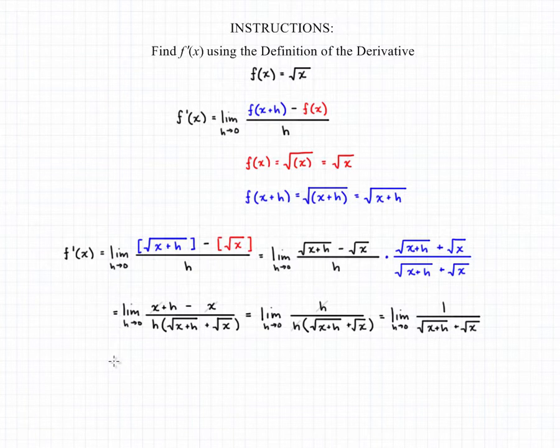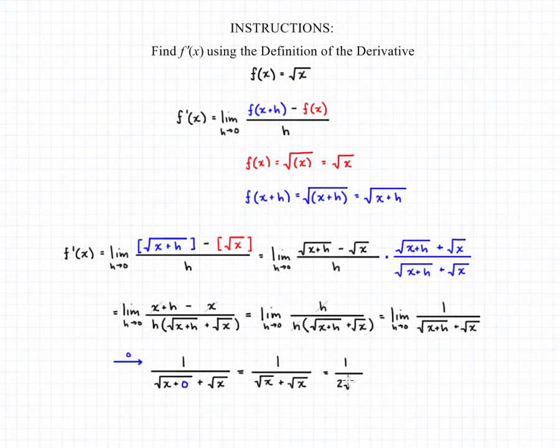From here, we can directly substitute in 0 to take care of our limit, and we'll end up with 1 over the square root of x plus 0 plus the square root of x. That's going to be the equivalent of 1 over the square root of x plus the square root of x, and if we combine those two roots in our denominator, we get our final answer, which is our derivative is equal to 1 over 2 times the square root of x.